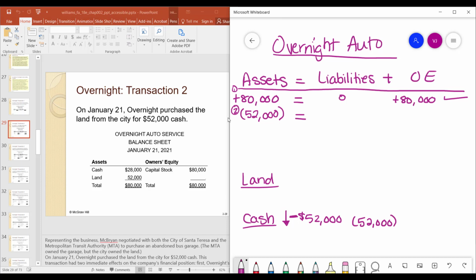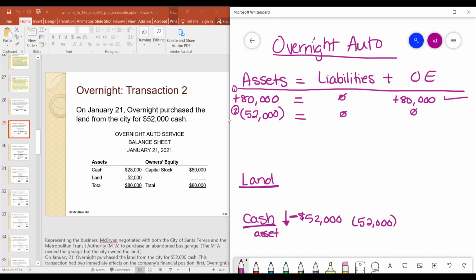Is there any liabilities involved? No, we don't see anything, right? Is there any owner's equity involved? I don't see any of that either. Well, then, what now? That doesn't seem like we're balancing. Well, cash is an asset, right? But what did you spend cash on? You spent cash on land.